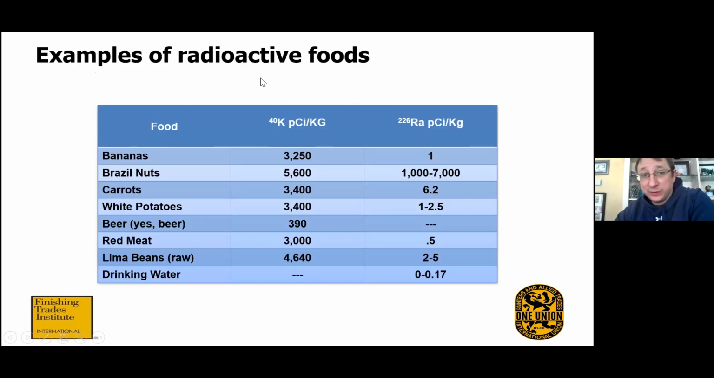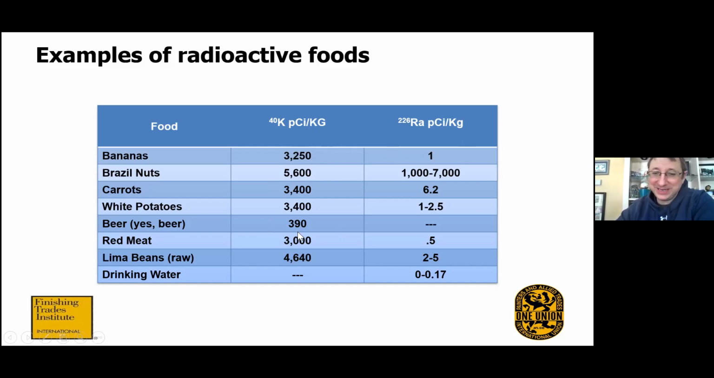Here's some examples of foods that have radioactive isotopes in them. So I've got potassium-40, and this is picocuries per kilogram of material or food. Picocurie is very, very, very, very small. It's even smaller than micro. And then I've also got radium-226 over here. And again, it's in picocuries per kilogram of food. Bananas is fairly high. Brazil nuts, I mentioned.